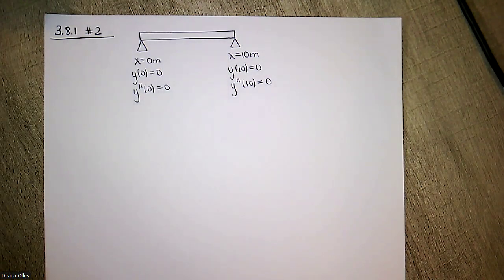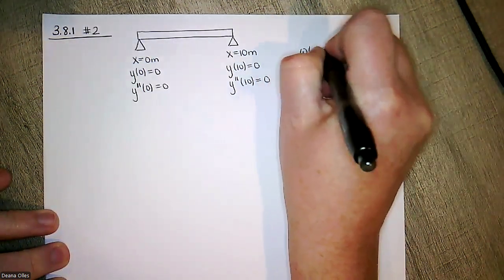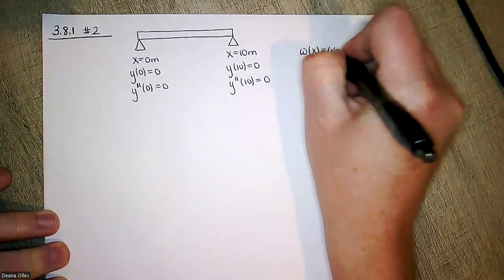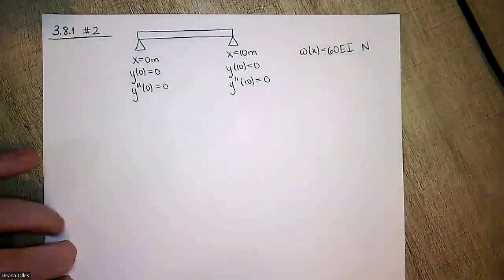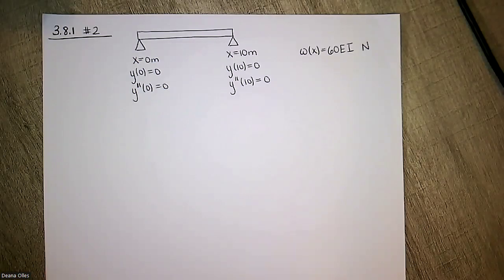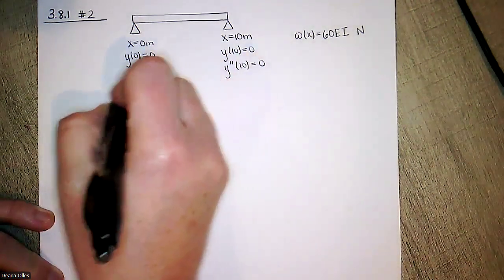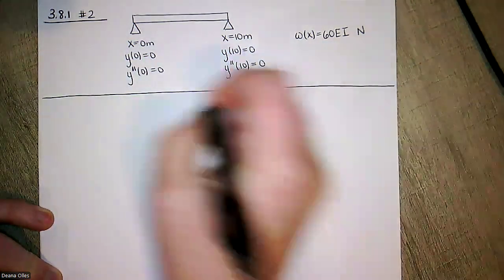Okay. Let's see. It has a constant load distribution of omega of x equals 60 times Young's modulus times inertia, newtons. So the units are newtons. That N is not a variable, it's not a constant, that's your unit of newtons. Okay, so we're going to go ahead and put all this together in our differential equation. So this is just sort of our given information here.